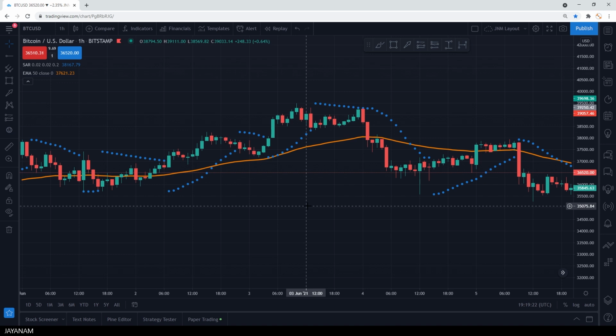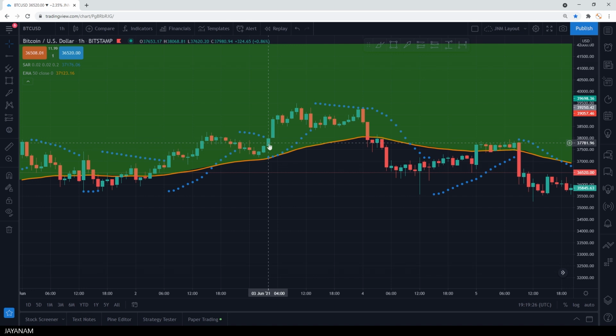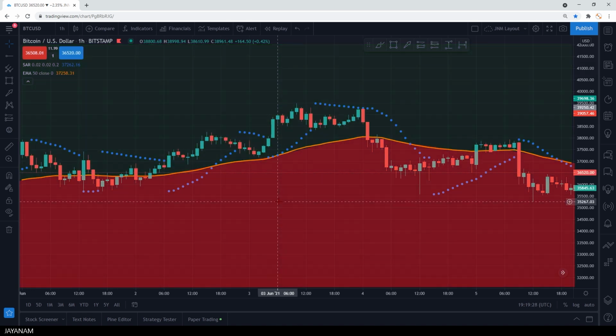The next rule is that when you take a long position, the price should be above the EMA. On the other hand, if you take a short position, the candle should be below the EMA.